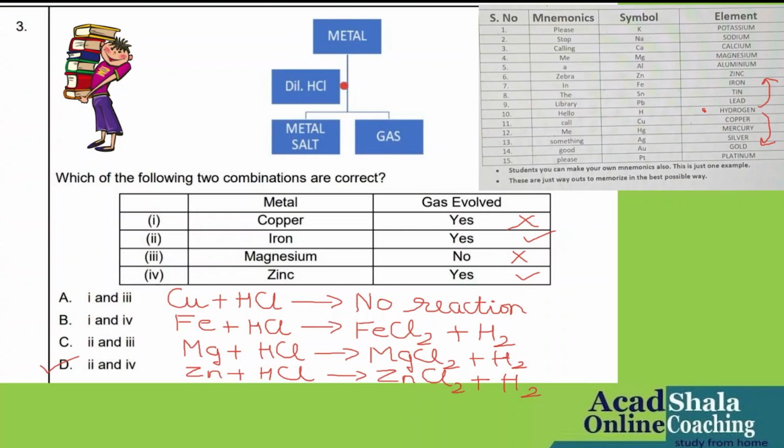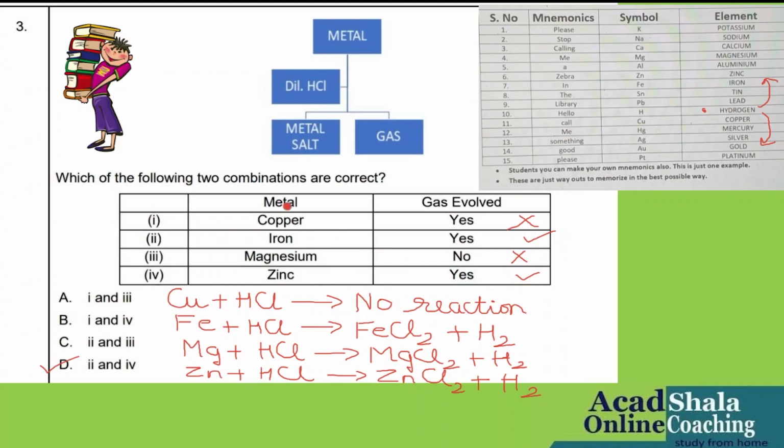We have learned this also, that when metal reacts with dilute hydrochloric acid, metal salt and gas is formed. So we know which gas is formed. According to this, we know this will be hydrogen gas. Okay. So now after this, what will happen? To solve this type of question, we need the reactivity series chart. Why? Because they have asked which of the following two combinations are correct. They have given metal and gas evolved, but we will not come to know accordingly. That is, without the reactivity series, we will not be able to solve this question.